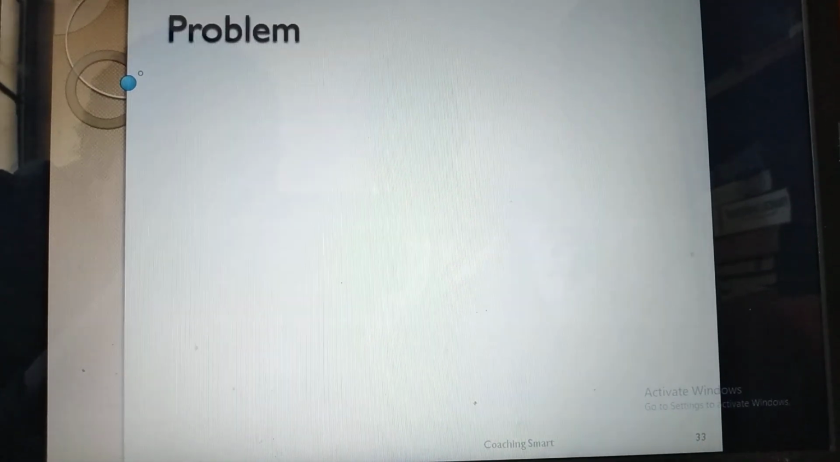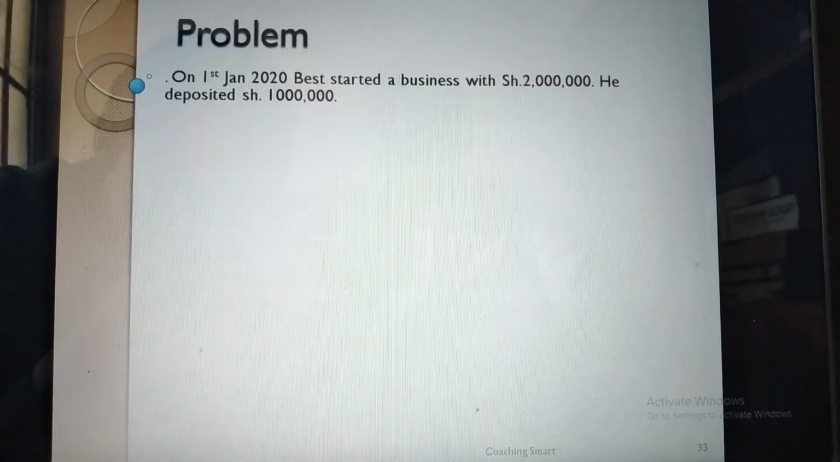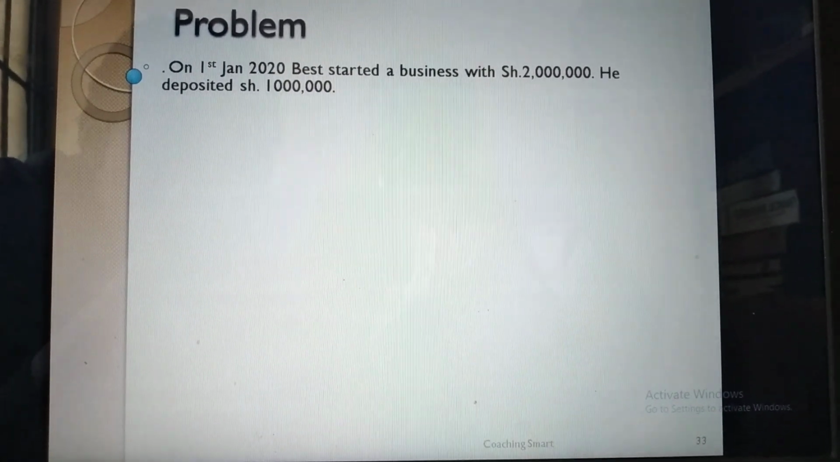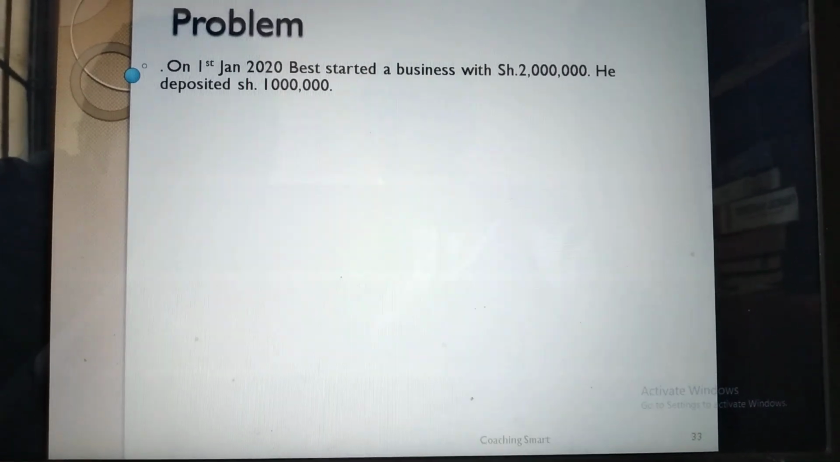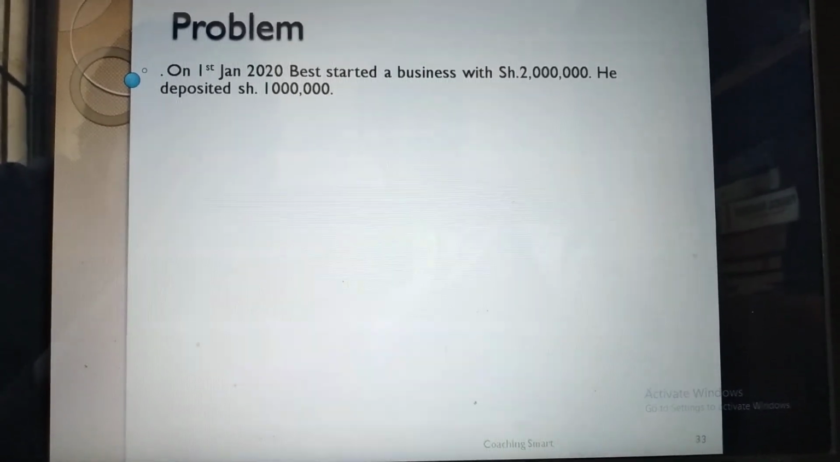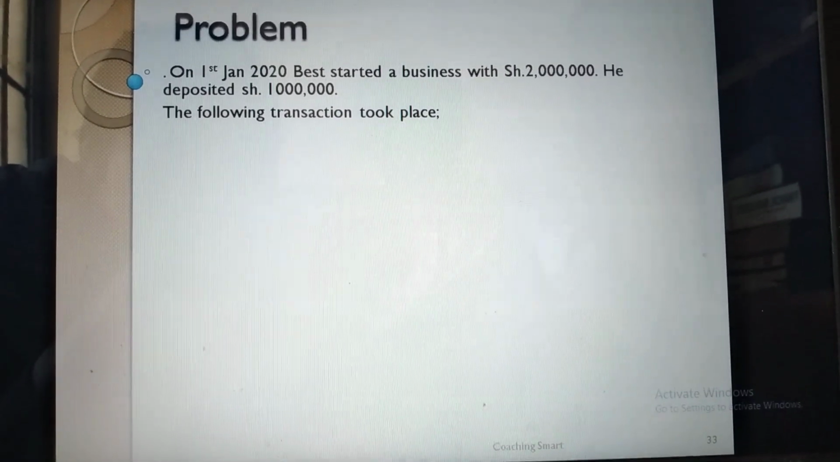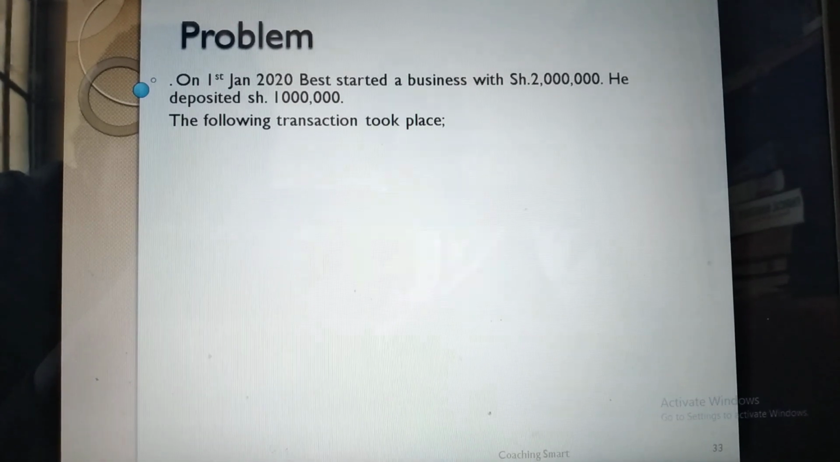Trial balance. Now, here is the problem. On 1st January 2020, Best started a business with 2 million. He deposited shillings 1 million. The following transactions took place.